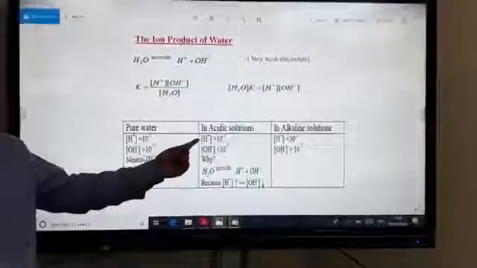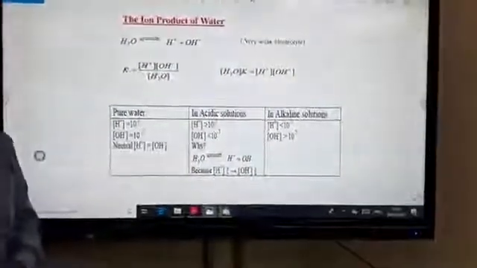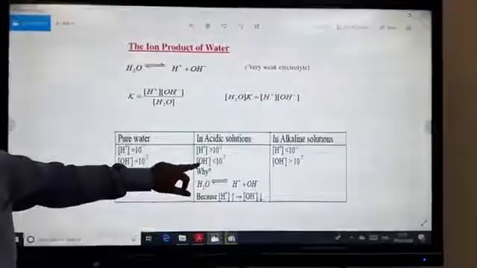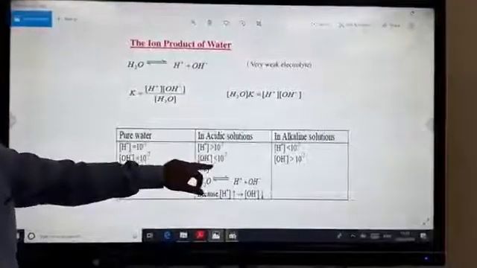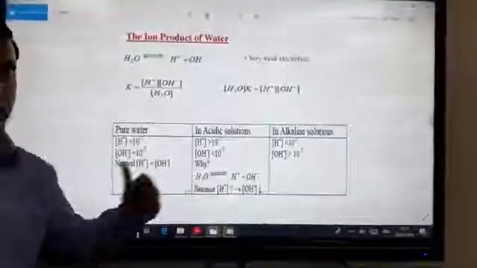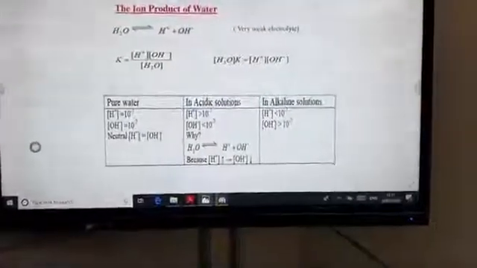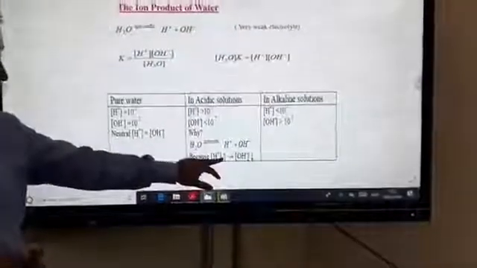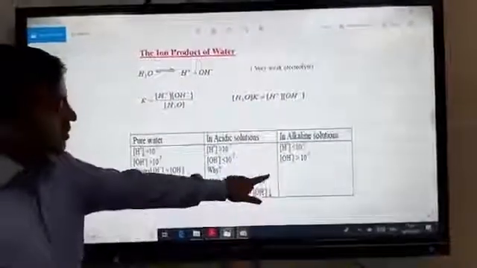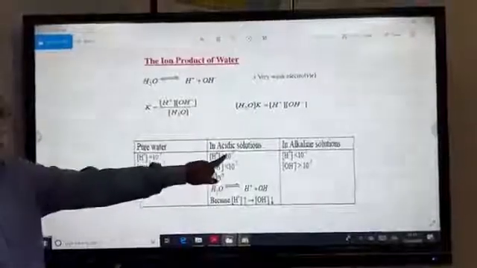Second one, if the concentration of hydrogen ion is greater than 10 raised to the power minus 7, we call it an acidic solution. And look at here, the concentration of OH minus is less than 10 to the power minus 7. Why? Because it will dissociate equally; hydrogen and hydroxide ion concentrations are both equal. Here this arrow means the concentration of hydrogen increases, and this arrow means the concentration of hydrogen decreases. Increase and decrease you can take in this sense.